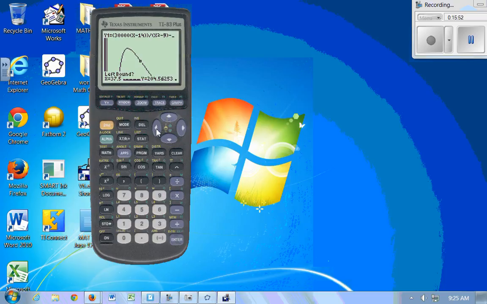And then it asks for a left bound, which means move this cursor anywhere to the left of the maximum, and hit enter. And then it asks for a right bound, move that cursor anywhere to the right of the maximum, and hit enter. And then it asks for a guess. So this arrow is your left bound and this arrow is your right bound. You just have to put the cursor anywhere in between those two and hit enter. And it gives you the 24.03 and the 337.1.